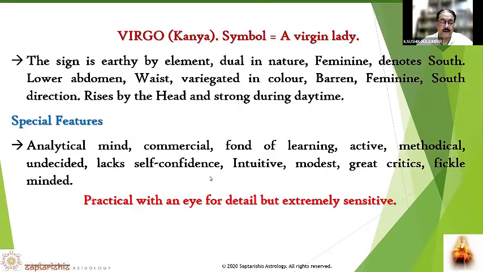Now, the main special feature that I have given is Virgo people, or wherever Virgo is dominating in the chart, those significations will be covered up with practicality, an eye for detail, but extremely sensitive. Virgo people are very, very sensitive. So, I think I have given a brief idea about what Virgo is. That is the sixth sign of the zodiac.